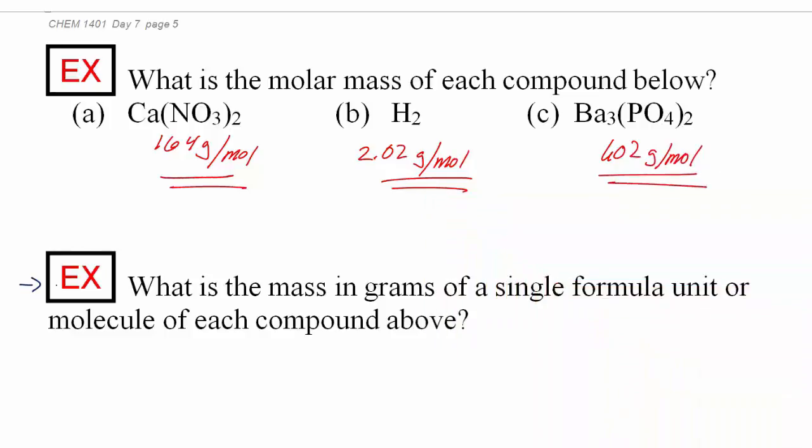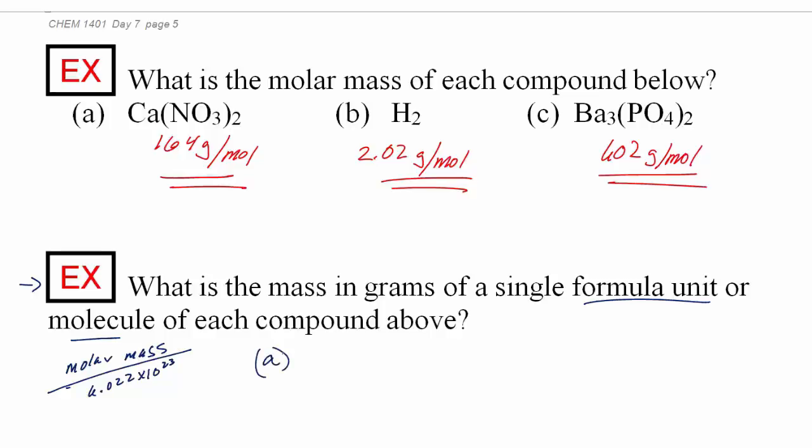What is the mass in grams of a single formula unit or molecule of each compound above? So remember, if it's an ionic compound, they refer to them as formula units, molecular compound, molecule. But how do you get the mass of the smallest unit of a compound? You always divide the molar mass by Avogadro. When you divide the molar mass by Avogadro's number, 6.022 times 10 to the 23rd, you always get the mass of one of those units. Let's do that for each one then.